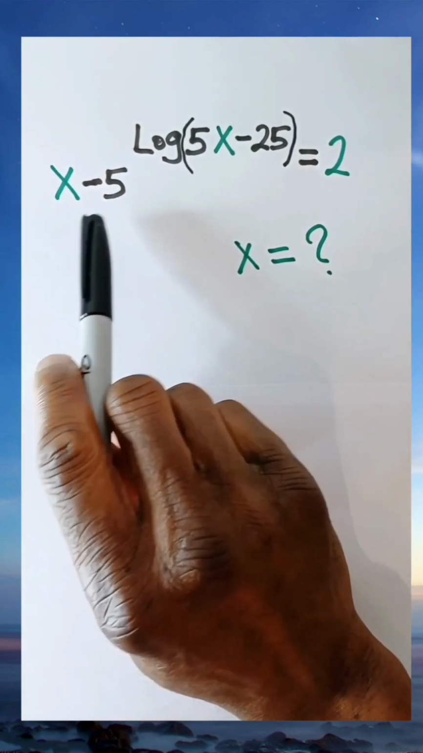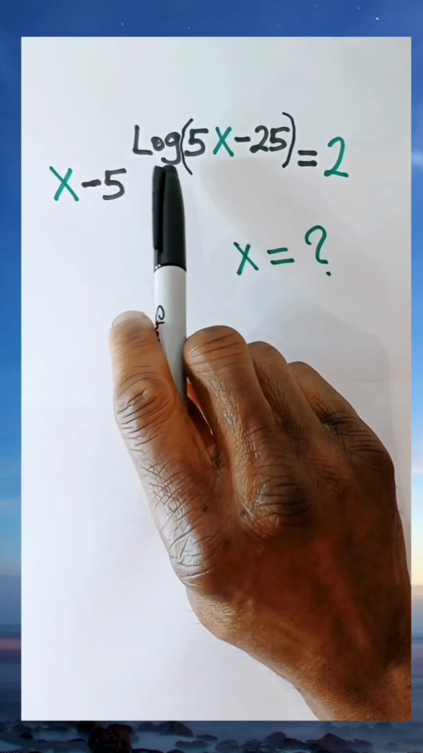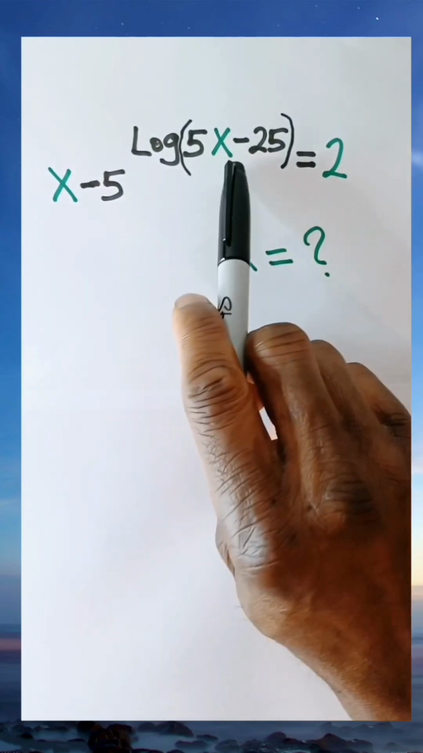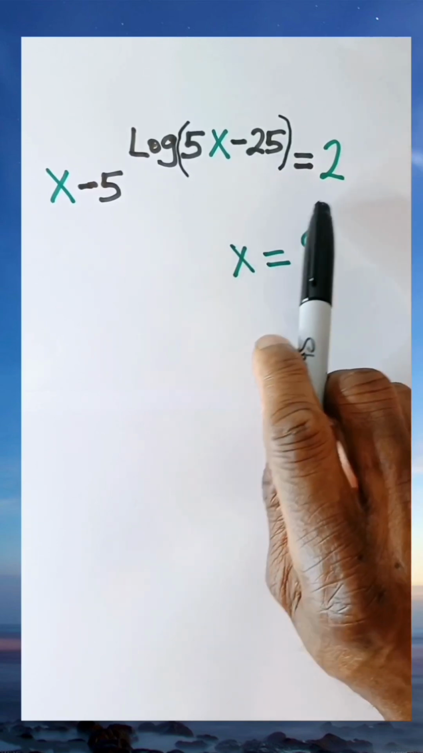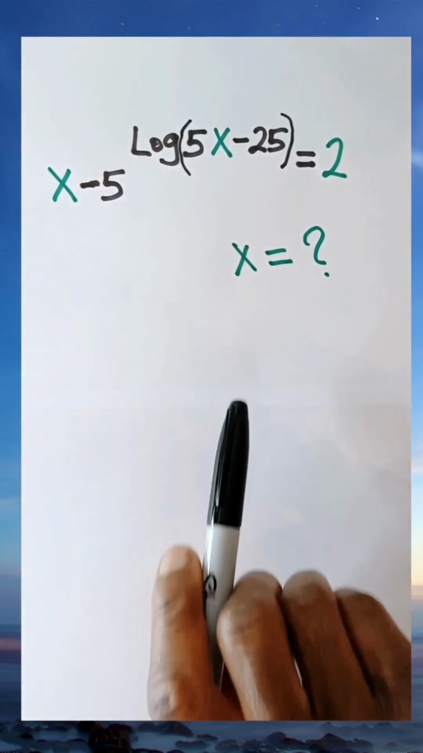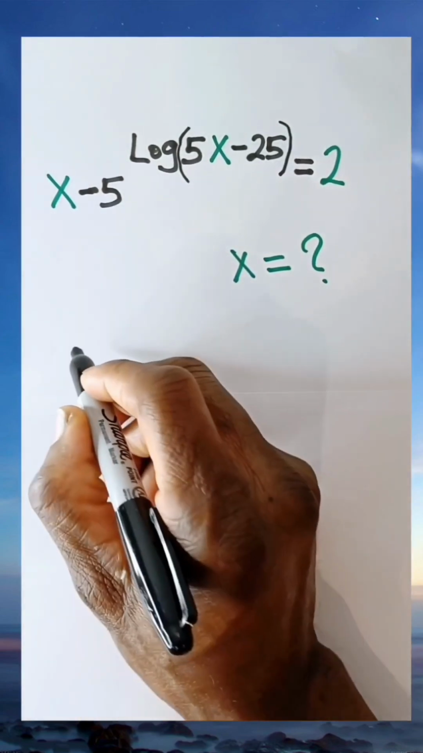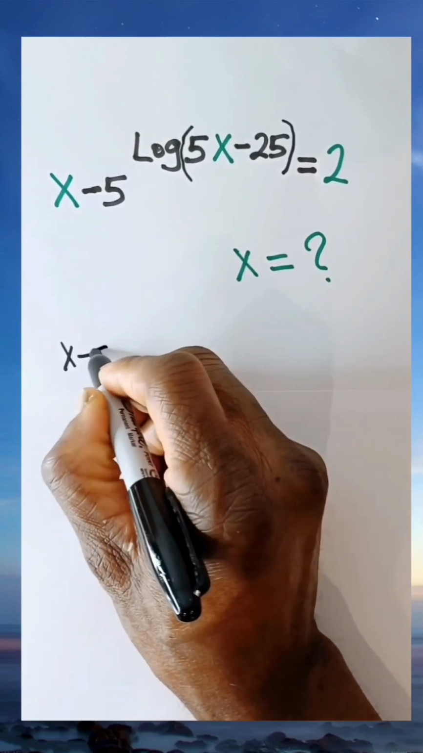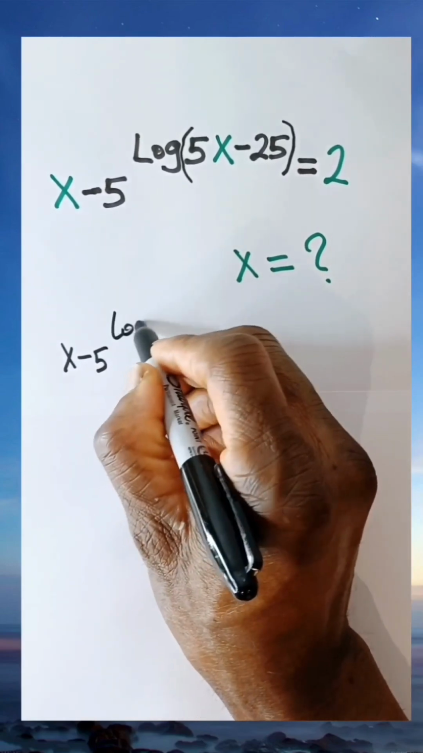We have x minus 5 raised to the power of log(5x minus 25) is equal to 2. We are to find the value of x. So let's begin. Here we have x minus 5 raised to the power of log.